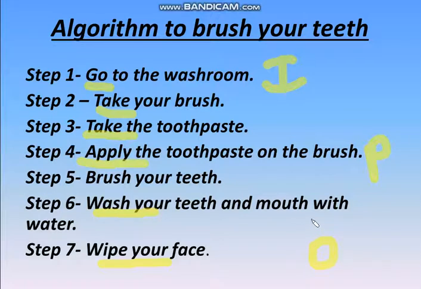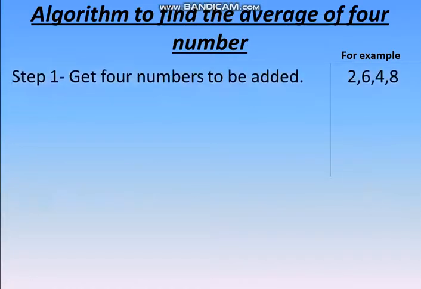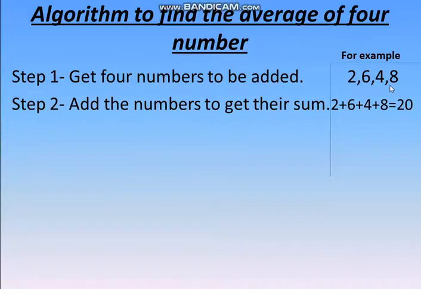Now let us move forward and see one more example which is based on maths. Algorithm to find the average of four numbers. How can you find it? Step 1, get the four numbers to be added. Here you can do the rough work. First of all we will take the four numbers. Here I am taking 2, 6, 4 and 8. Step 2, add the numbers to get their sum. Here we have got 20.